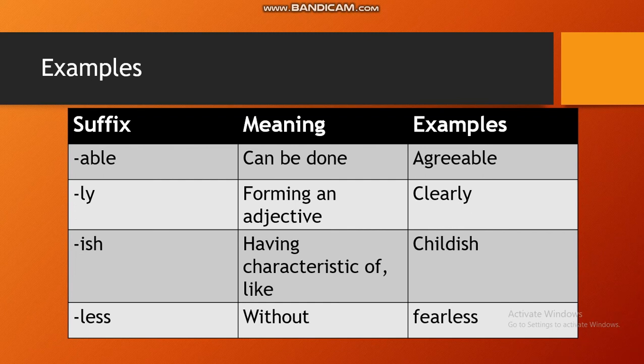ish. It means having the characteristic of, or like. When you add this to a noun, you are saying that the noun you are referring to has the same characteristic as the word you are using. For example, childish. The last suffix in this table, less. It means without. Example, fearless. Doesn't fear anyone or anything. He is brave, courageous, fearless. And that is how we use suffix.